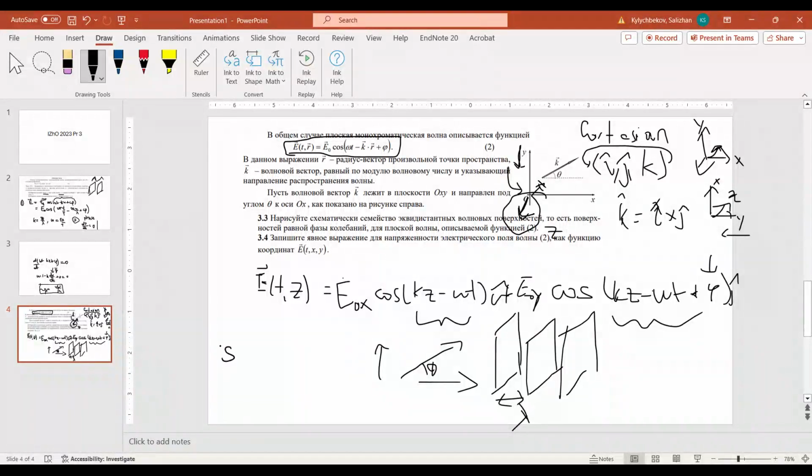What is the Poynting vector? The Poynting vector is 1 over mu 0, E cross B. From the cross product, the propagation vector, K hat, is always the same as S. It turns out K should be perpendicular to both E and B, right?